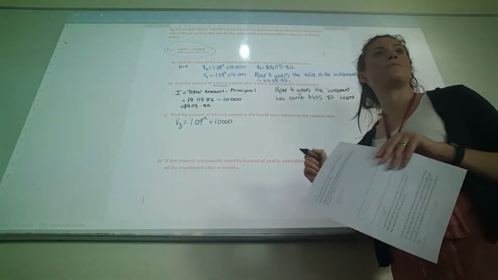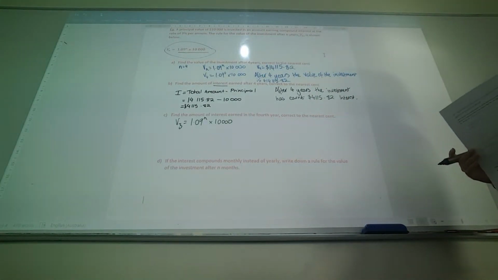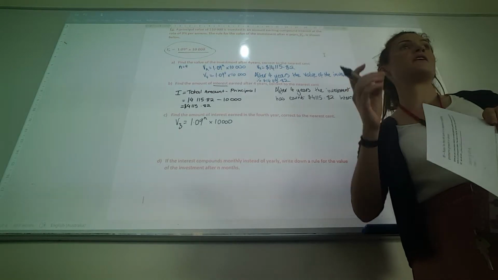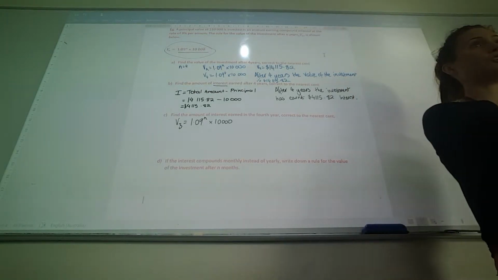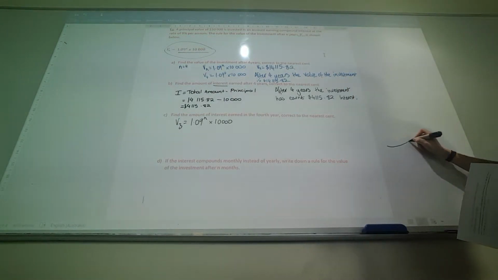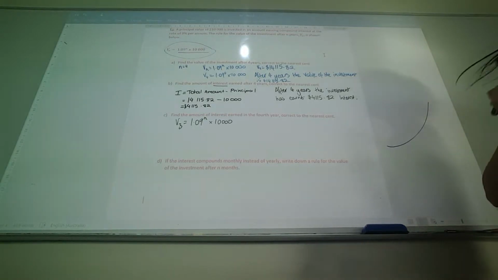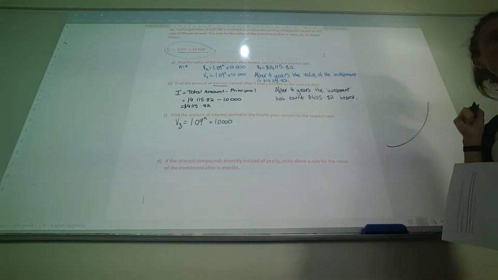Would you not just divide the previous one by 4? No, because when we're compounding interest, it gets calculated on the previous term. Because remember we go like that. Oh, yeah. If it was linear, yeah, sure. Okay. But not geometric.